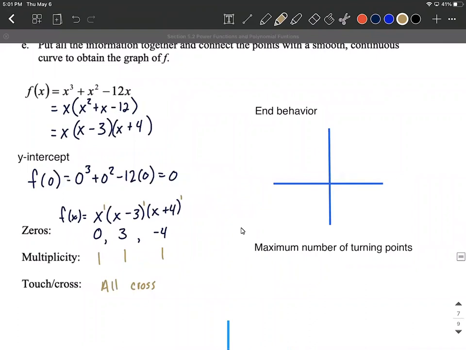All right, next up, let's find the end behavior. The end behavior is going to be based on the leading term from our polynomial. The leading term in this case is going to be x cubed. If we know what the graph of y equals x cubed looks like, we'll know where the tails are going to end up for ours. So remember, end behavior is based on the leading term.